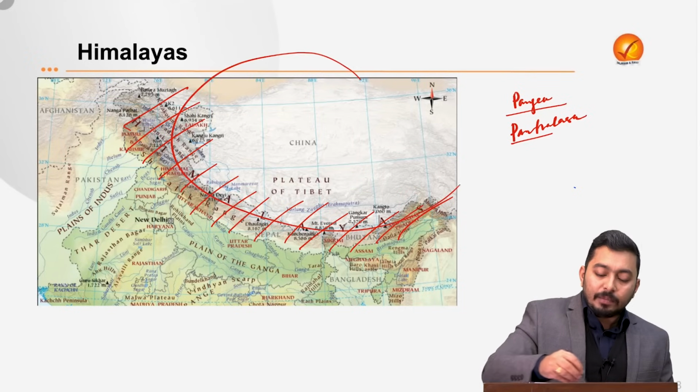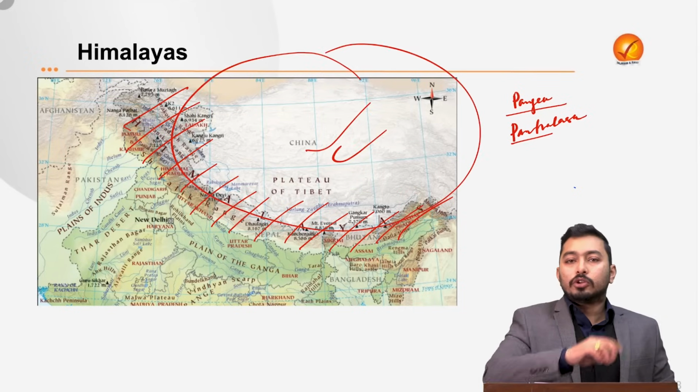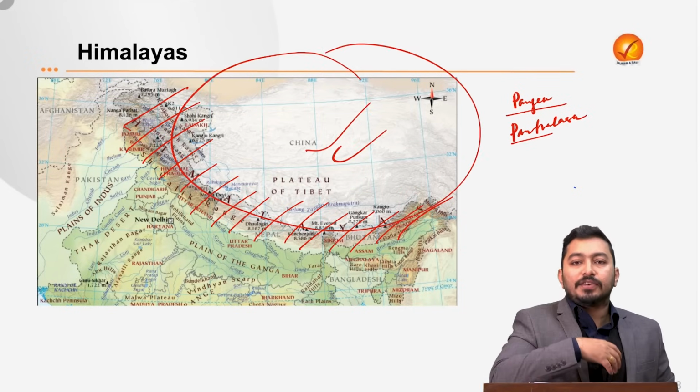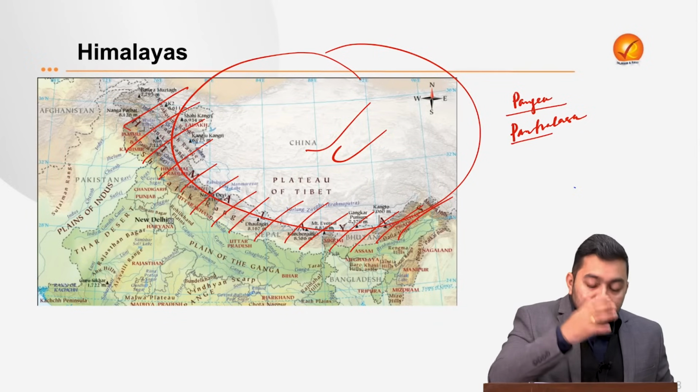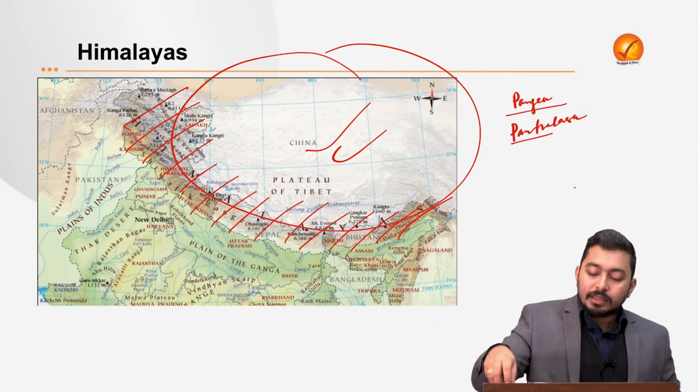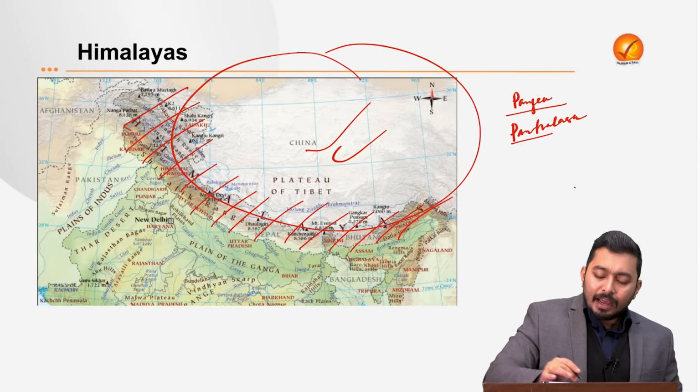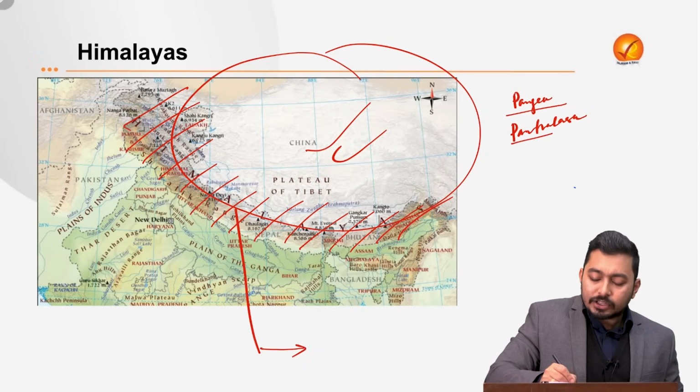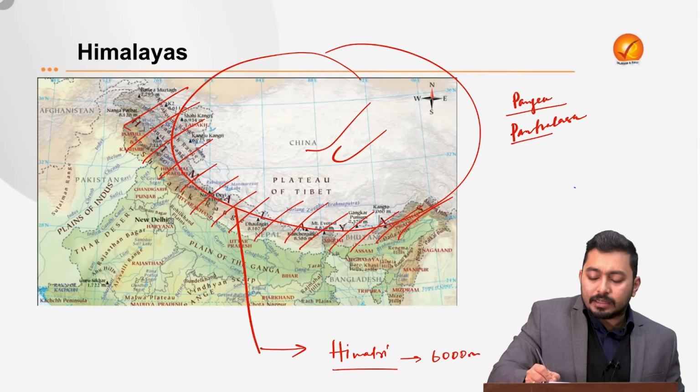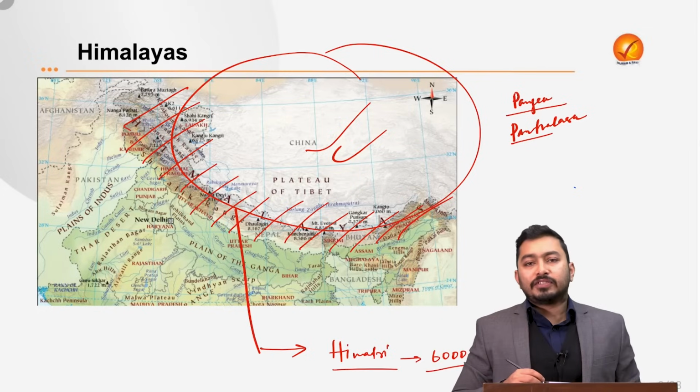And where is this Tibetan plateau? This is your Tibetan plateau. So it is a frontier which divides us from China. Now, these particular lofty mountains are parallel ranges, and one of these lofty ranges is called the Himadri. And Himadri has a height of 6,000 meters.